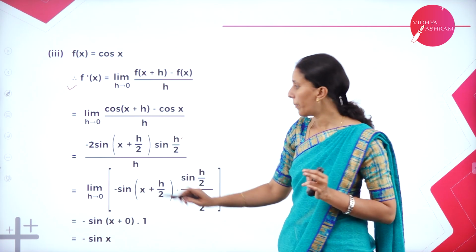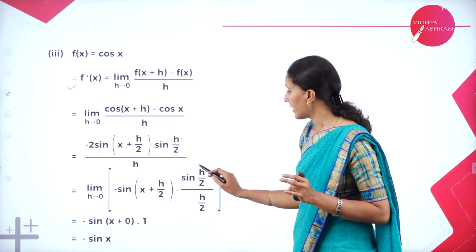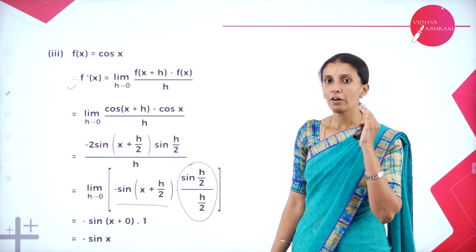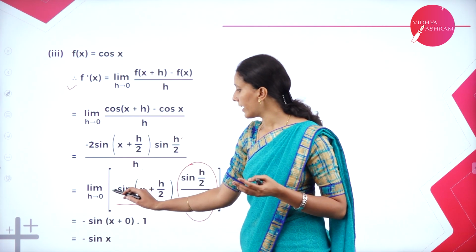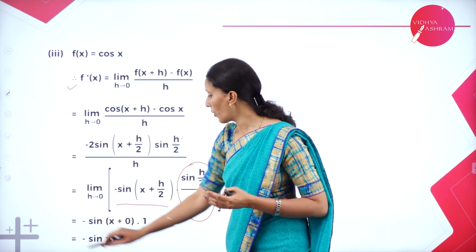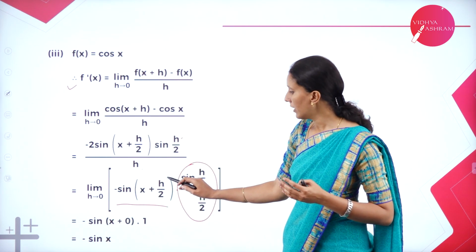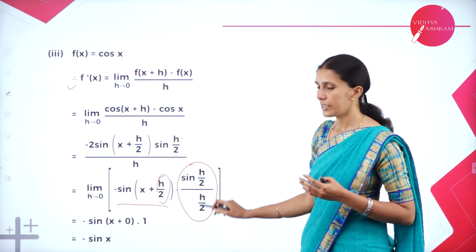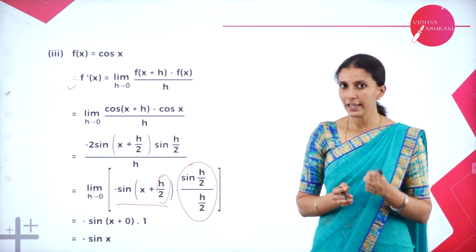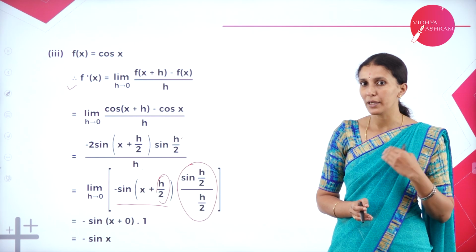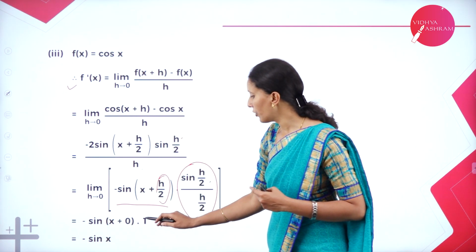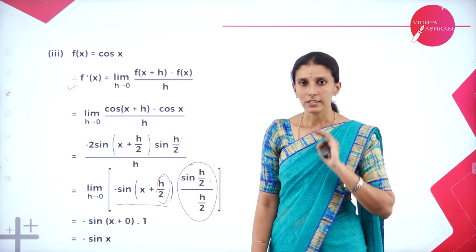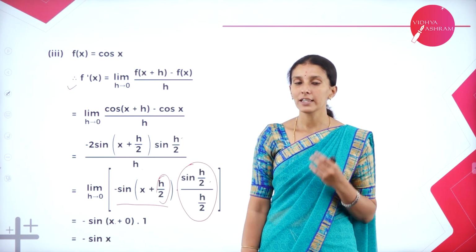Again, apply the same property. Shift 2 to the denominator. Separate sin h by 2 by h by 2 and sin x plus h by 2. Now apply the limit as h tends to 0 by taking minus outside. So when you take minus outside, substitute h is equal to 0 here. This will become 0. Therefore, it is sin x plus 0. And when you apply the limit for this function, this is the standard form of sin theta by theta, whose value is 1 when you apply the limit as h tends to 0. So, therefore, this value will become 1. Now, you have this sin x into 1, which is sin x, but outside you have negative. So, therefore, it is minus function.